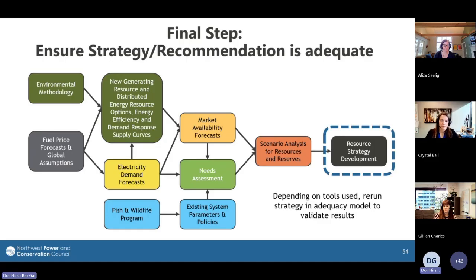There are some models that do both capacity expansion and adequacy. We do not. We have a separate adequacy model and a separate capacity expansion model. And so for us, there is that physical step we need to do, but depending on the tools that you have, it could already be embedded in it. But the takeaway is that you validate your adequacy afterwards.